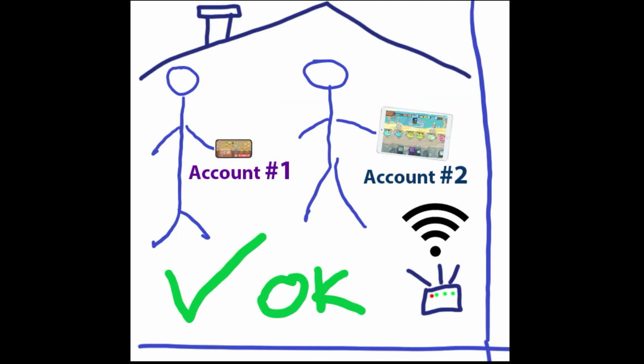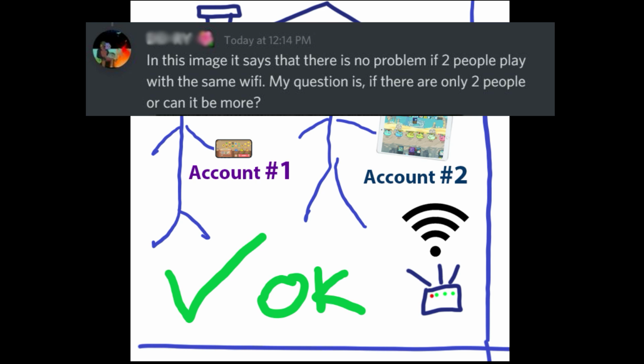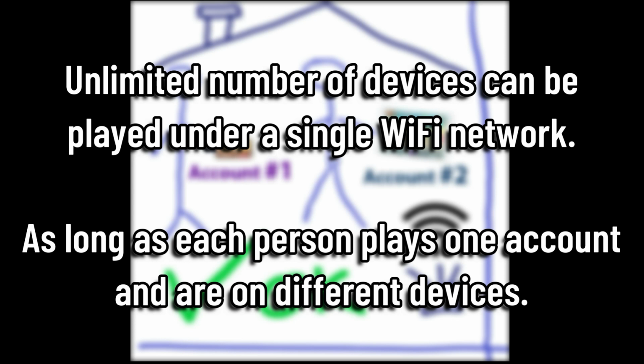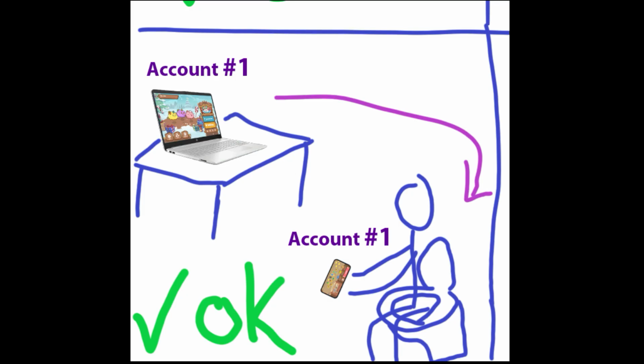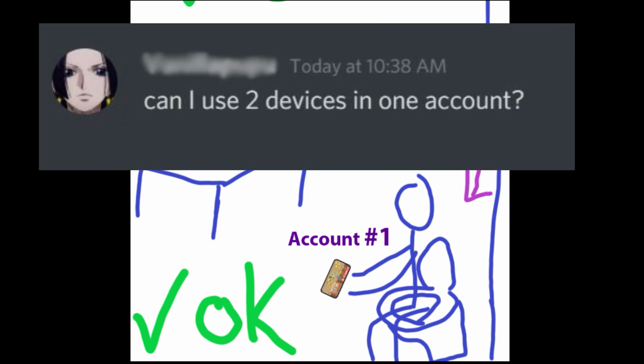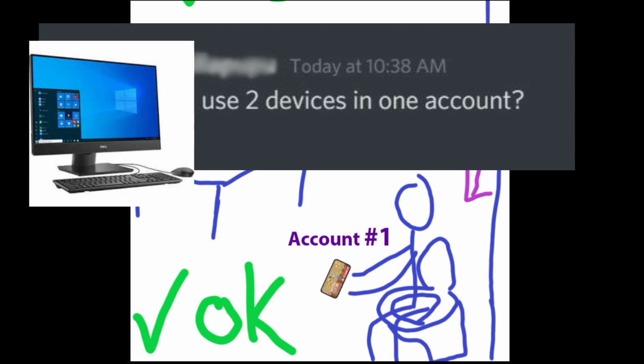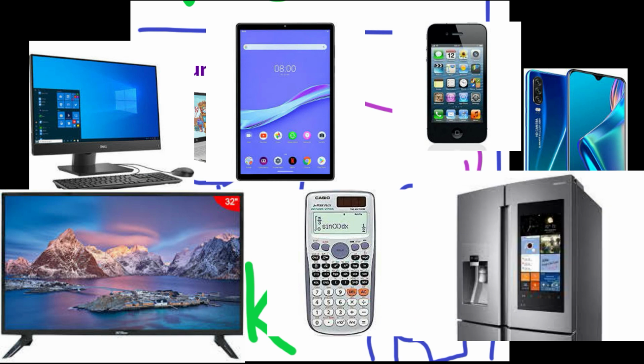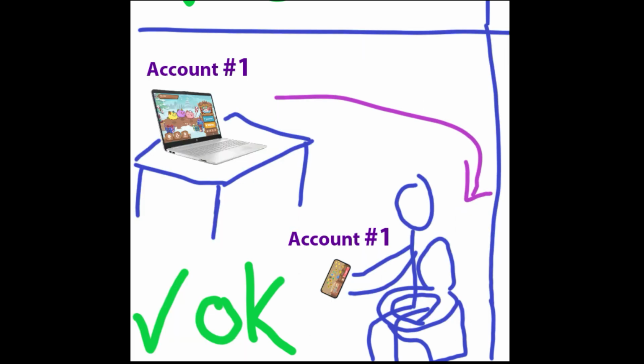So in the first image, it's pretty clear each person has their own device and they're all playing under one Wi-Fi. But in the image, only 2 people are playing on the same Wi-Fi. Can it be more? Yes, there's actually no limit to how many people are playing on one Wi-Fi network, as long as all of you are on different devices. Here you can see one person playing 1 account on 2 devices. You can play it on an unlimited amount of devices. You can have it on your PC, tablet, iPhone, Android phone, TV, calculator, smart fridge, and however many devices you want to access, as long as it's 1 account only.